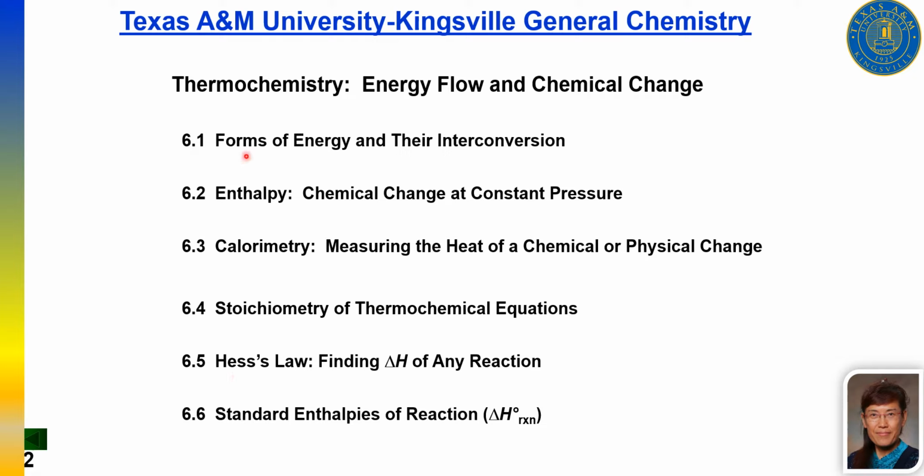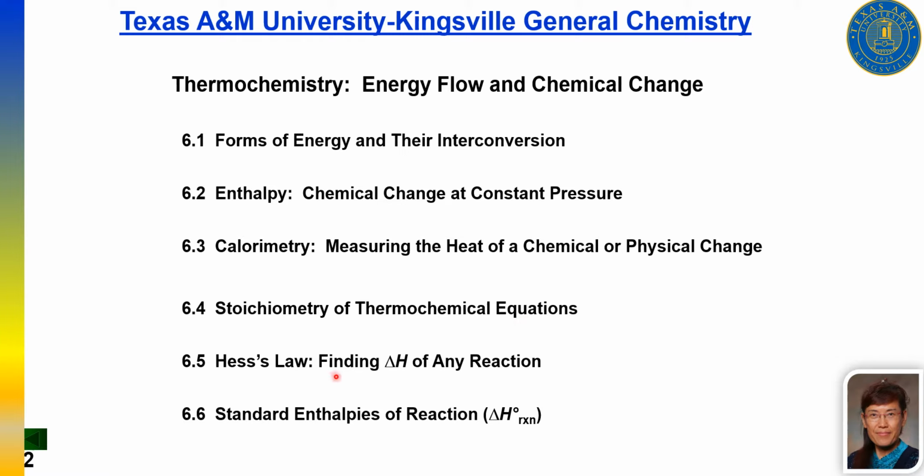First one, the form of the energy and their interconversion. The second one is about enthalpy during the chemical changes, particularly at constant pressure, and then calorimetry to measure the heat transferred during a chemical or physical change. And then we show you the stoichiometry about the thermochemical equations. The last key point will be Hess's law.